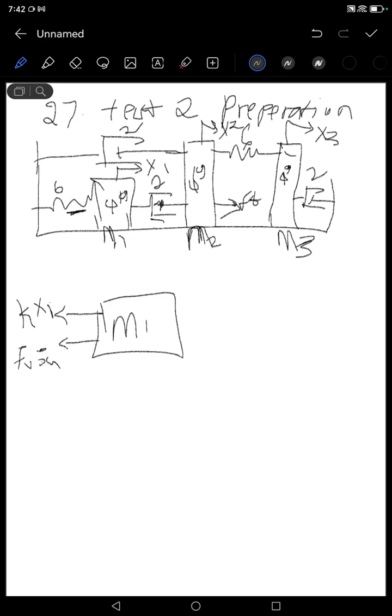Okay, x1 dot. And then what else? Remember, this damper is between mass 1 and mass 2. So it's connected to what? To the displacement number 2.